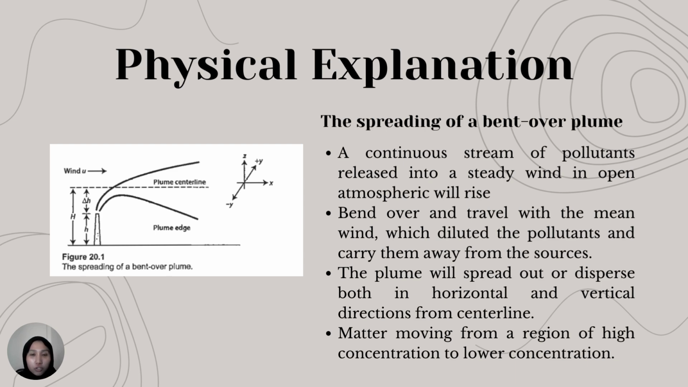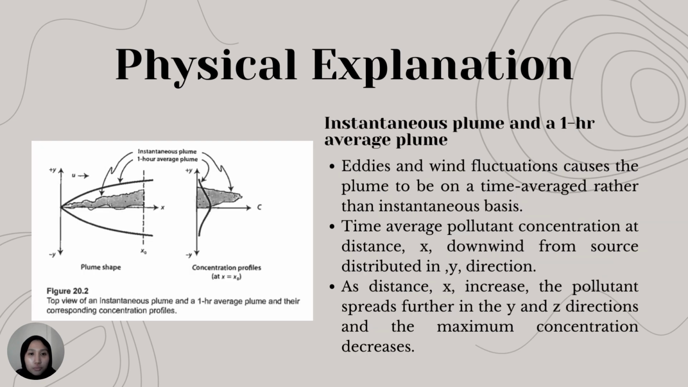For the spreading of a bent-over plume, a continuous stream of pollutant released into a steady wind in the open atmosphere will rise. It bends over and travels with the main wind, which dilutes the pollutants and carries them away from the source. The plume will spread out or disperse both in horizontal and vertical directions from the center line. Matter will move from a region of high concentration to a lower concentration.